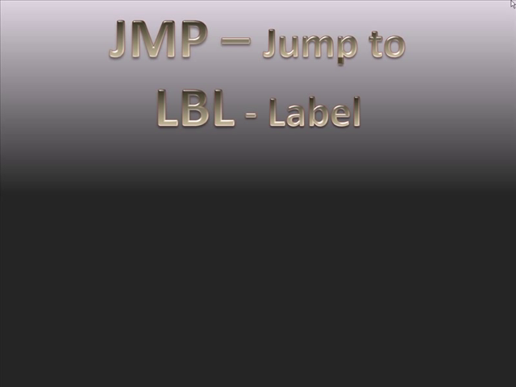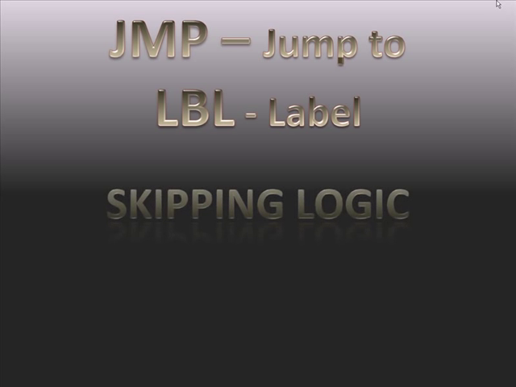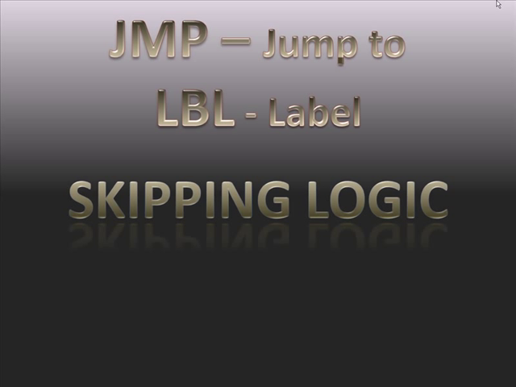Jump to label. Two instructions, jump and label. First one is jump to, and the second one is just a label. These are used for, if you want to call it, skipping logic. So a label is a benign instruction. It really is not even an instruction. It is just a label. Literally, it's where to go to.